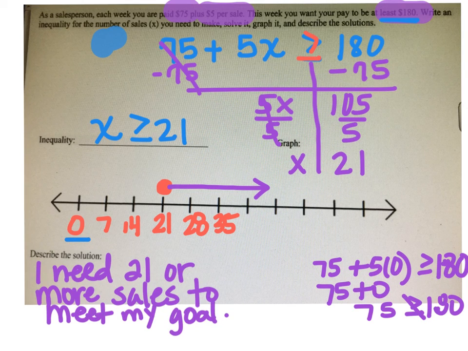So when you have a word problem, you need to make sure you show your work: write your original problem, solve it, graph it, do a test point, write your inequality answer, and then describe what it means in the situation.